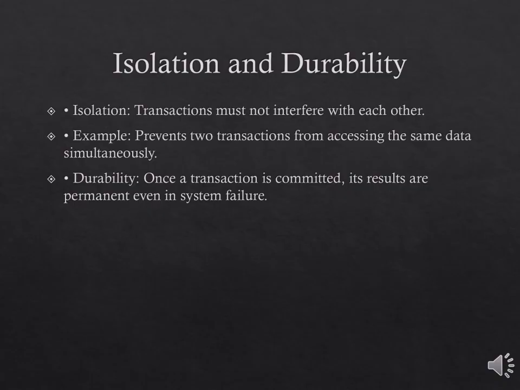Isolation and durability. Isolation means that no transaction should interfere with another. If two transactions read the same data at the same time, it may lead to incorrect updates. Durability ensures that once a transaction is committed, the data remains safe even if the system crashes afterwards. So once money is transferred, it won't be reversed due to power failure or software crash.